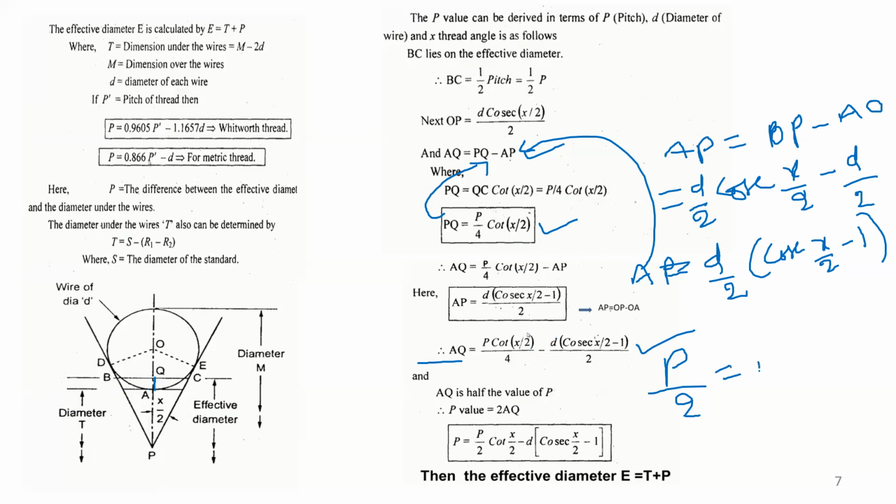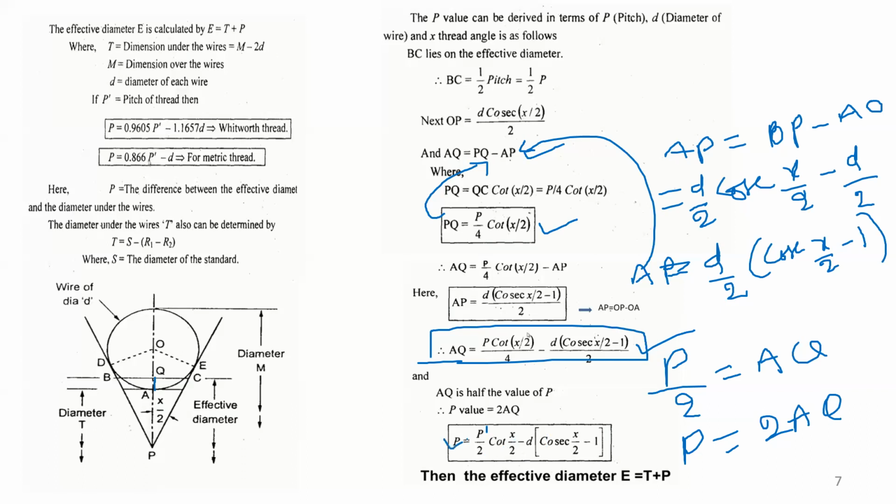So P by 2 is equal to AQ. But what is the correction factor? P is equal to 2 times the AQ. Now multiplying this equation by 2, we'll get the correction factor P is equal to P dash by 2 cot x by 2 minus d into cosecant x by 2 minus 1.